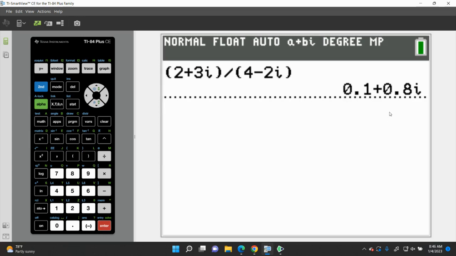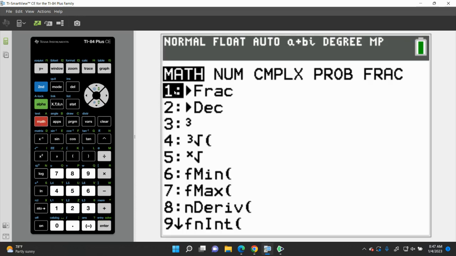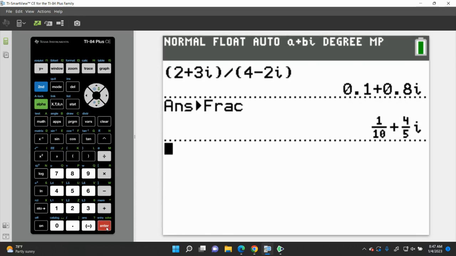That's decimal. I can convert that to fraction. So go to math and choose the first option, to fraction. And there we are, 1 over 10 plus 4 over 5i. Get our answer in standard form. So you can double check yourself on the calculator very easily. Okay, let me let you try one by yourself.